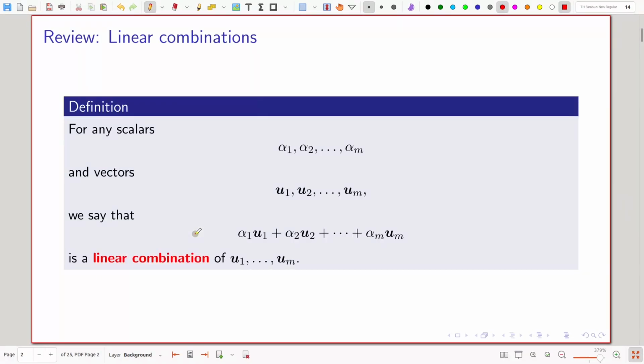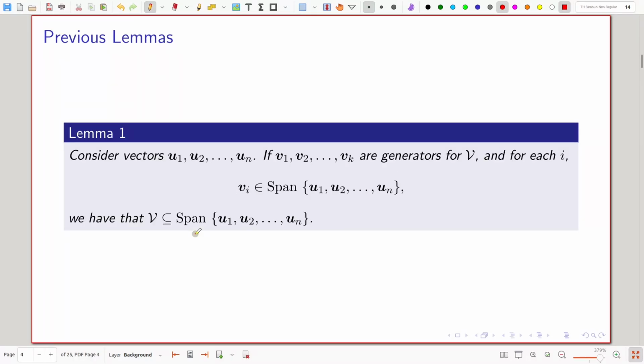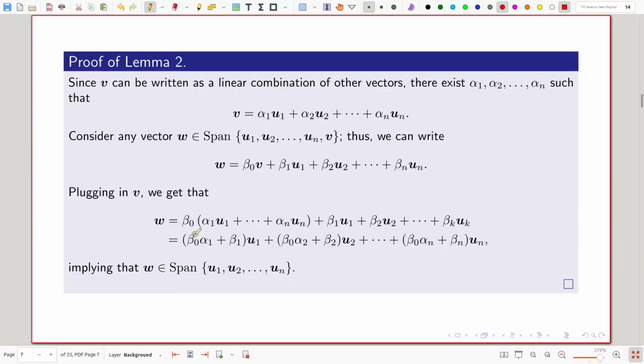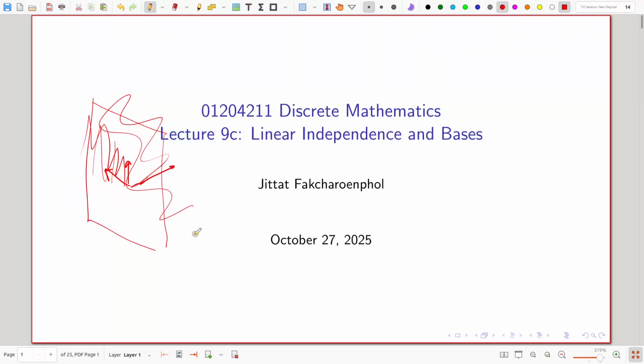So a quick review: linear combinations again. Span, the set of all linear combinations. You should be familiar with this already, but I'll talk about it every lecture, so don't get mad. Let me skip some of the lemmas. I'll come back and prove some of this later on.